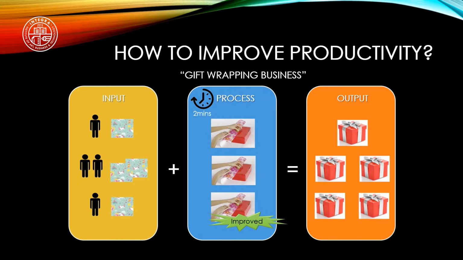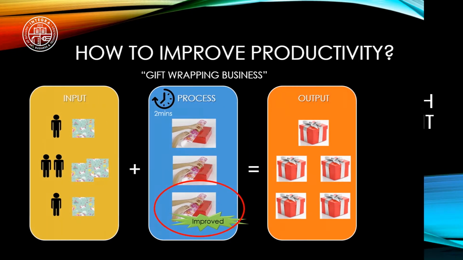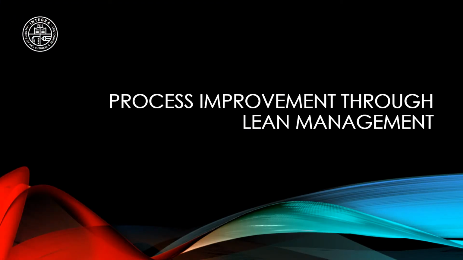However, I can increase the output, thereby increasing the productivity, by improving the process while using the same amount of resources. Process improvement is the proactive task of identifying, analyzing, and improving existing business processes to optimize outputs. There are different approaches in improving processes. One of the simplest yet most widely used is lean management.